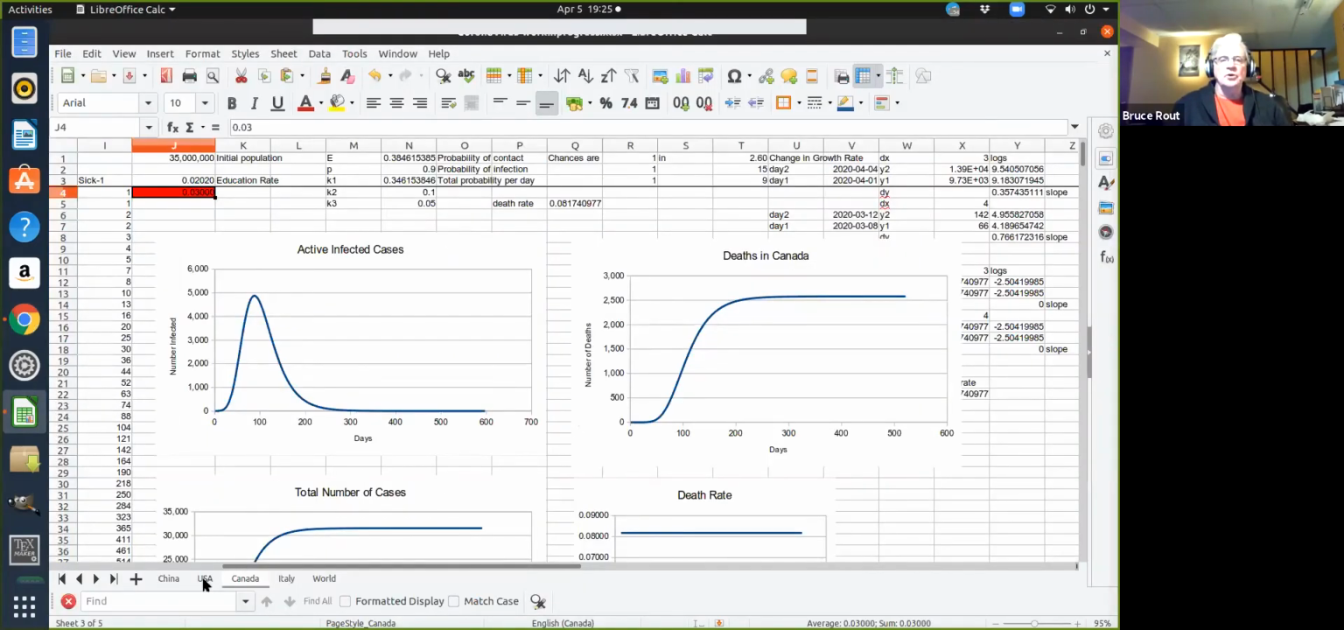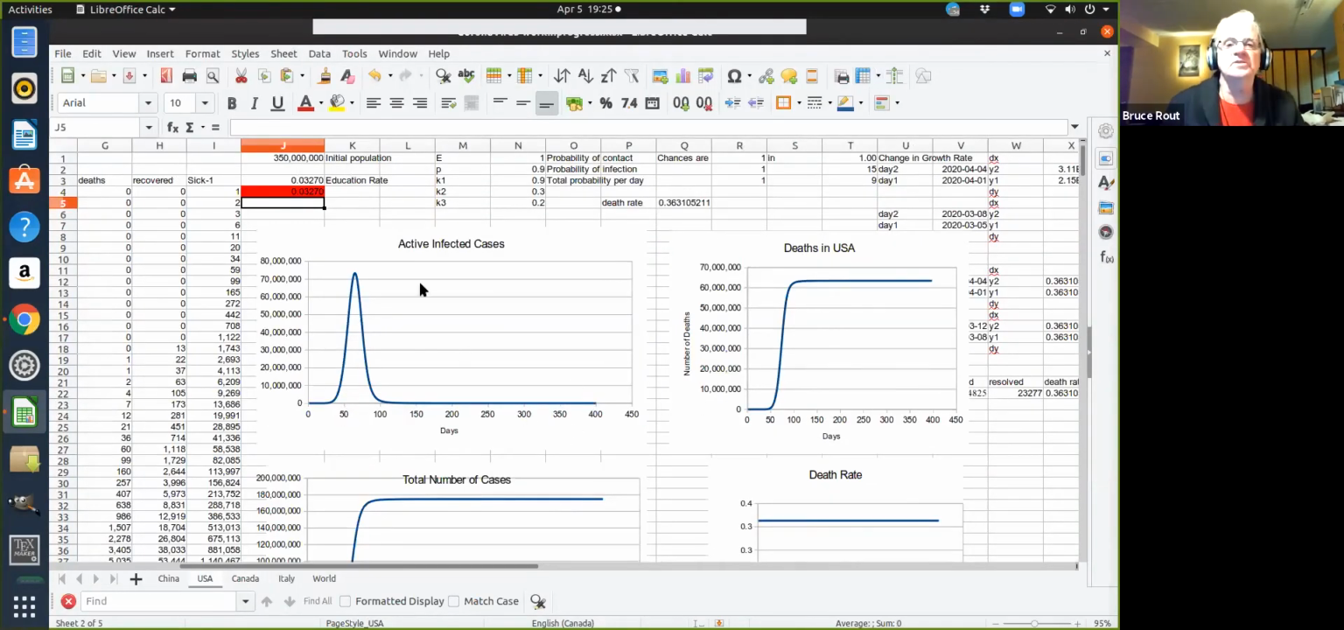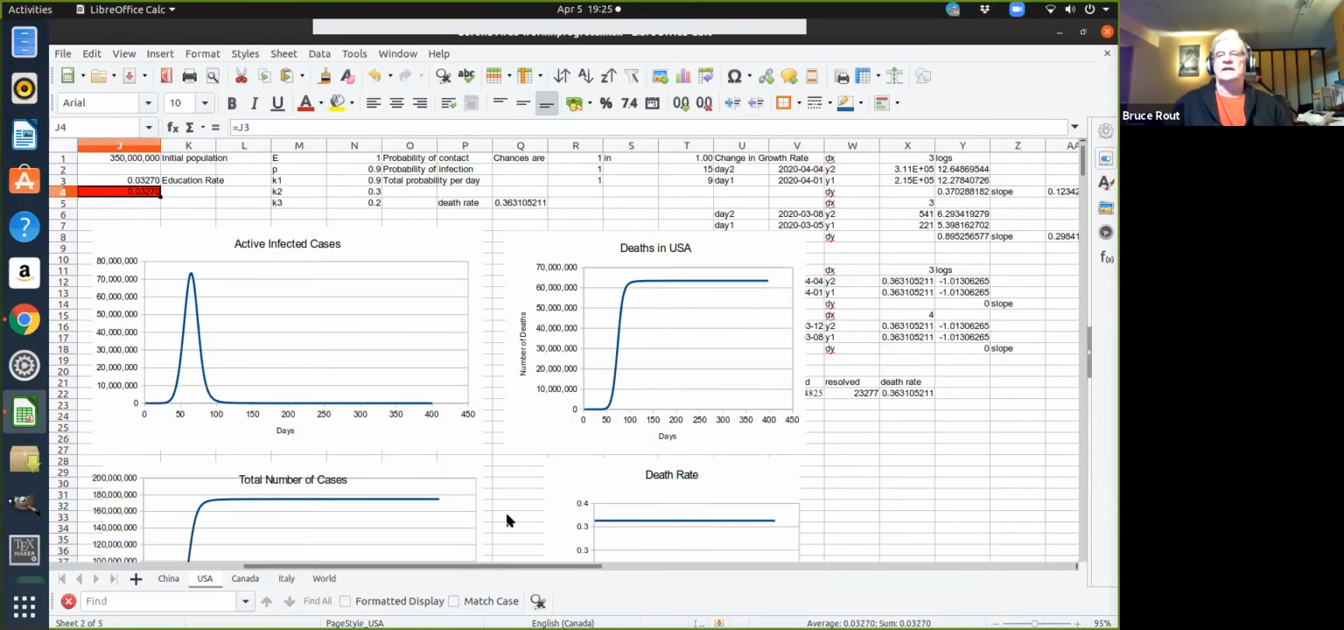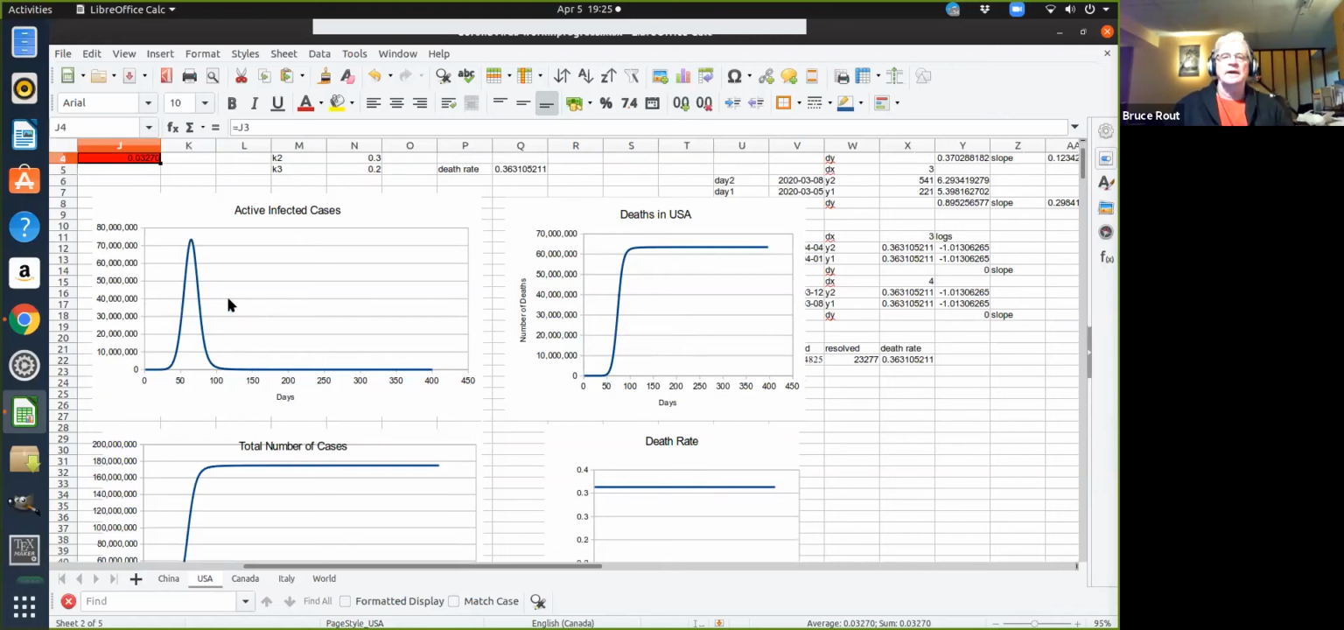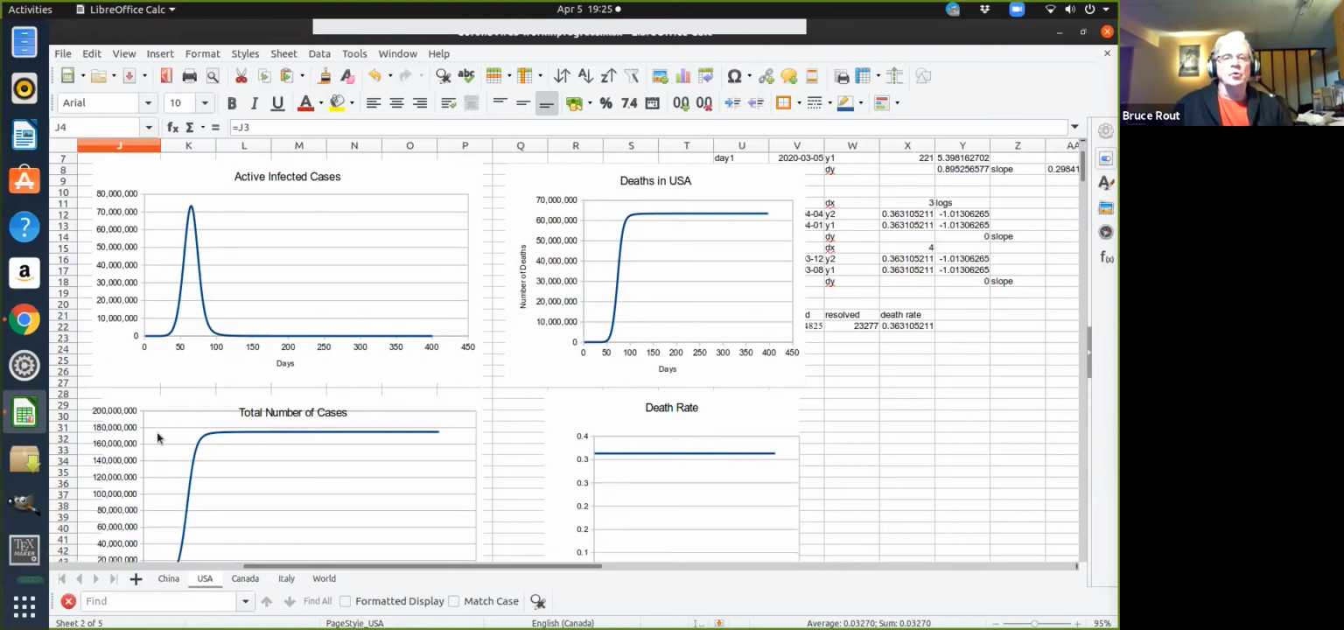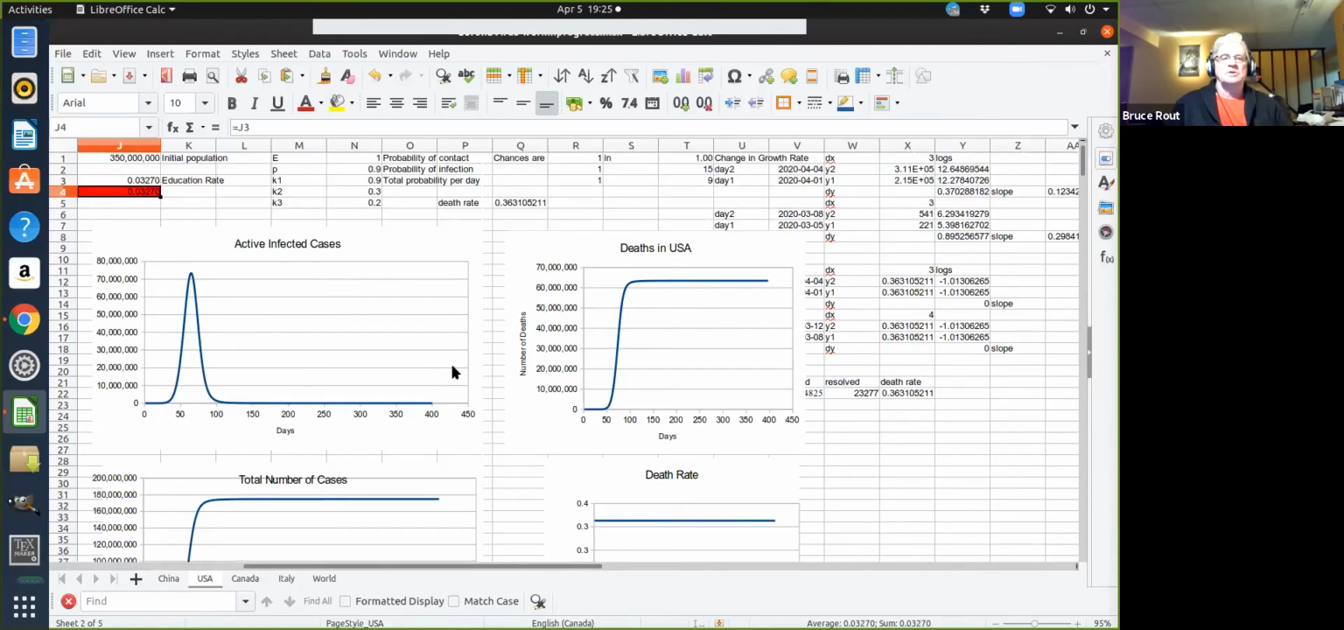And as we go to USA, we see that if they continue, and I've given the benefit of the doubt of a 3% education level, but they're late to the game. They're playing catch up right now, which means if they continue with this, there will be about 75 million active people sick at any time. The total number of people who will get this will be over 160 million people, which will be like half the population.